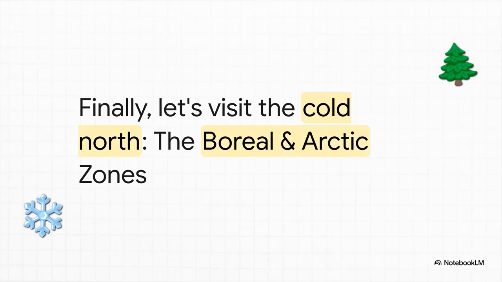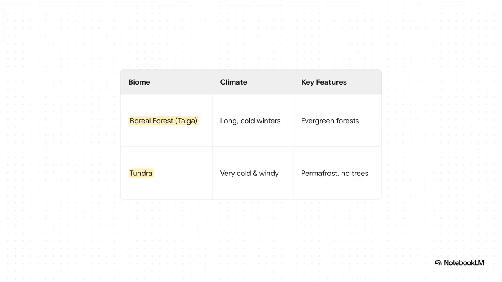Okay, you might want to bundle up, because for our last big stop, we are heading way, way north to the high latitudes, where the one thing that defines everything is the cold. First, you hit the boreal forest, also called the taiga. It's this enormous belt of coniferous, evergreen trees that stretches across the globe. It's basically the last stand for forest before it just gets too cold.